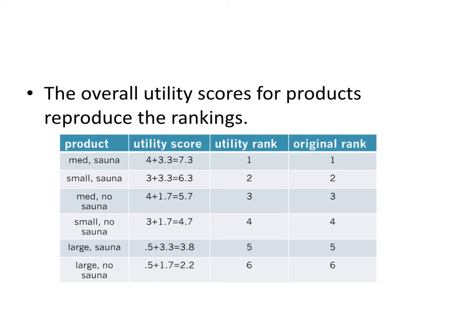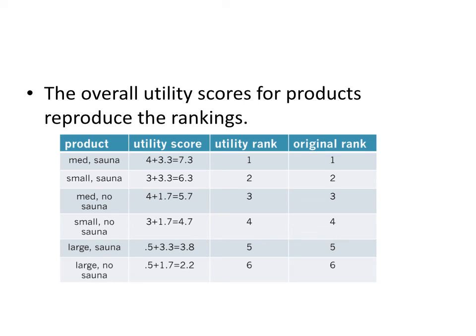So the combination of a medium-sized locker with a sauna has a total value of 7.3, coming from 4 points utility from the medium-sized locker, and then 3.3 from having a sauna. And it's the highest overall score, so it gets ranked number 1.